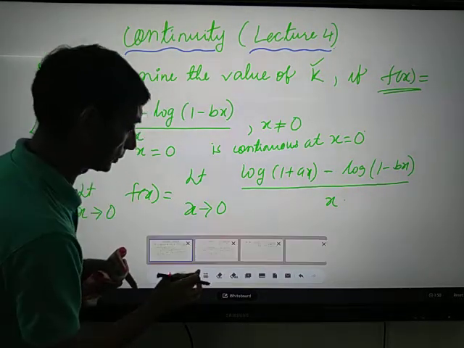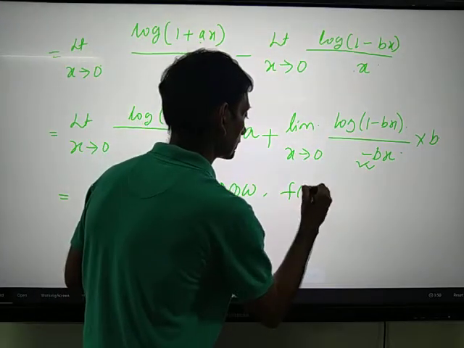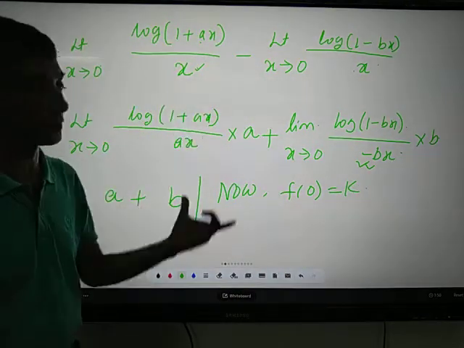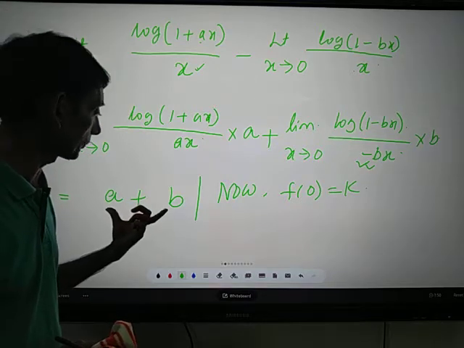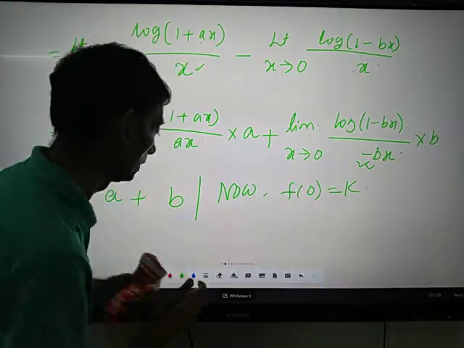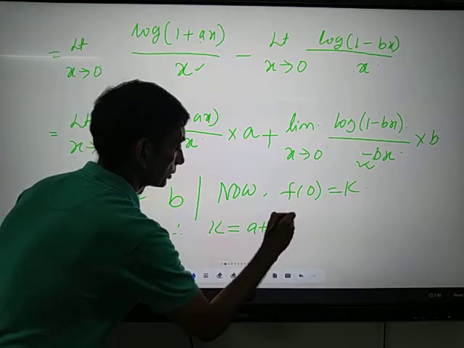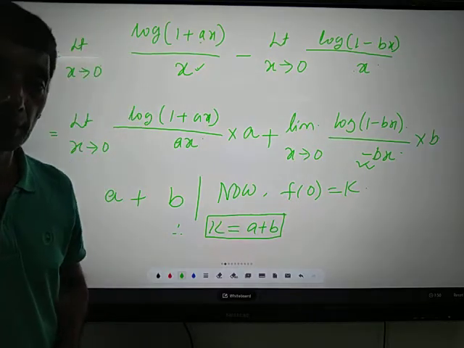So let's move to the next slide. Now f(0) is equal to k, and we know that if the function is to be continuous at x equal to 0, the limit of the function should be equal to the functional value. Therefore, k is equal to a plus b. So this is the first answer: k is equal to a plus b.